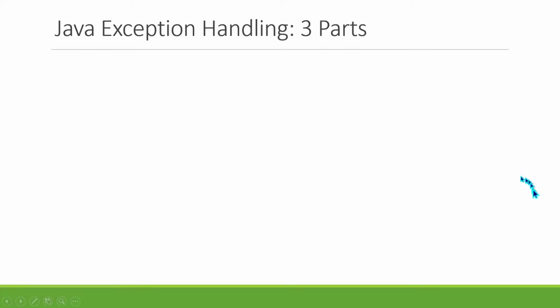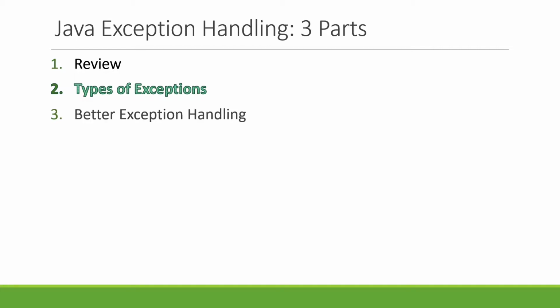As you probably already know, this is a three-part series, and in the first part I did a review of what you learned in semester 1 about exception handling. In this video, we're going to talk about the different types of exceptions and how they're related to each other, and this is going to help you better understand how to write better, more robust exception handling code, which is what we're covering in our third video.